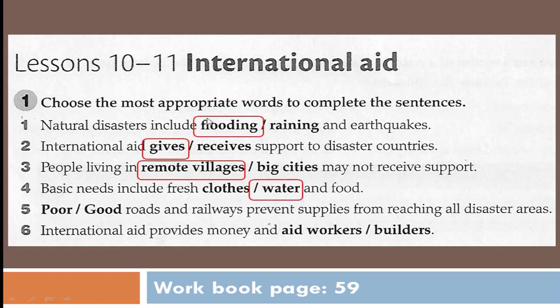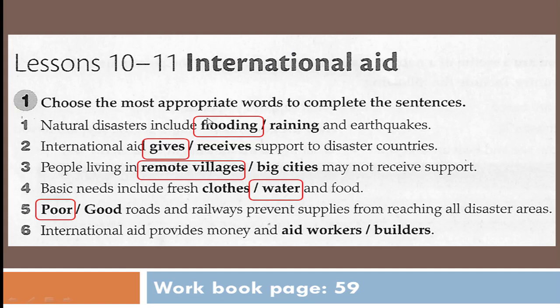Poor or good roads and railways prevent supplies from reaching all disaster areas. Prevent, this word, means that people who would like to go to the places that are affected by a disaster cannot go through these roads. So we can't say good roads. We say poor roads, poor streets.